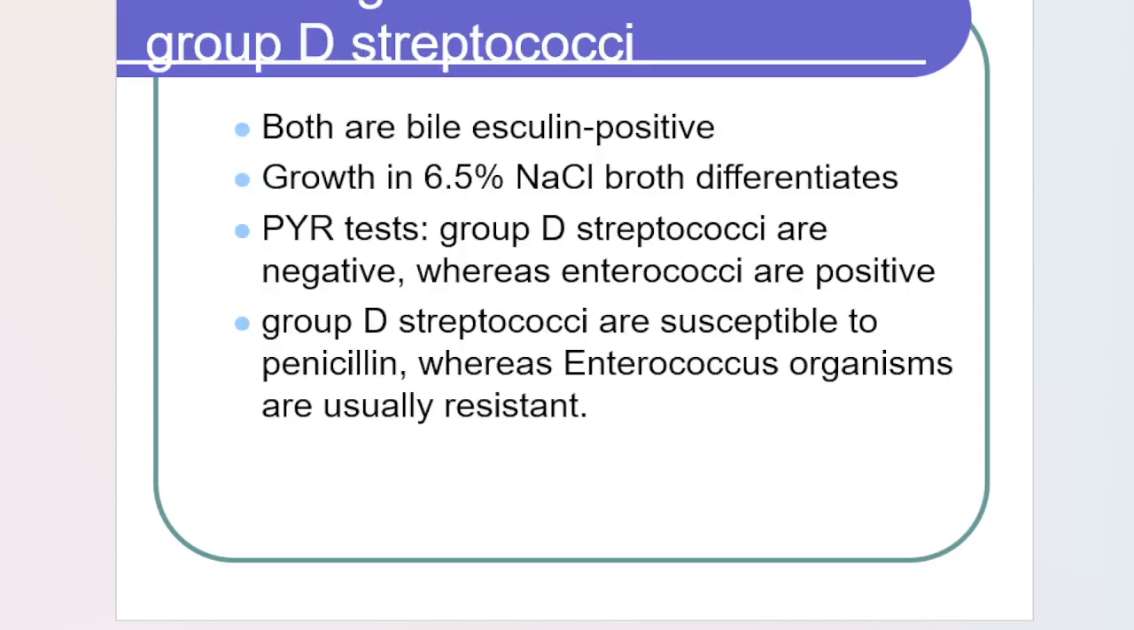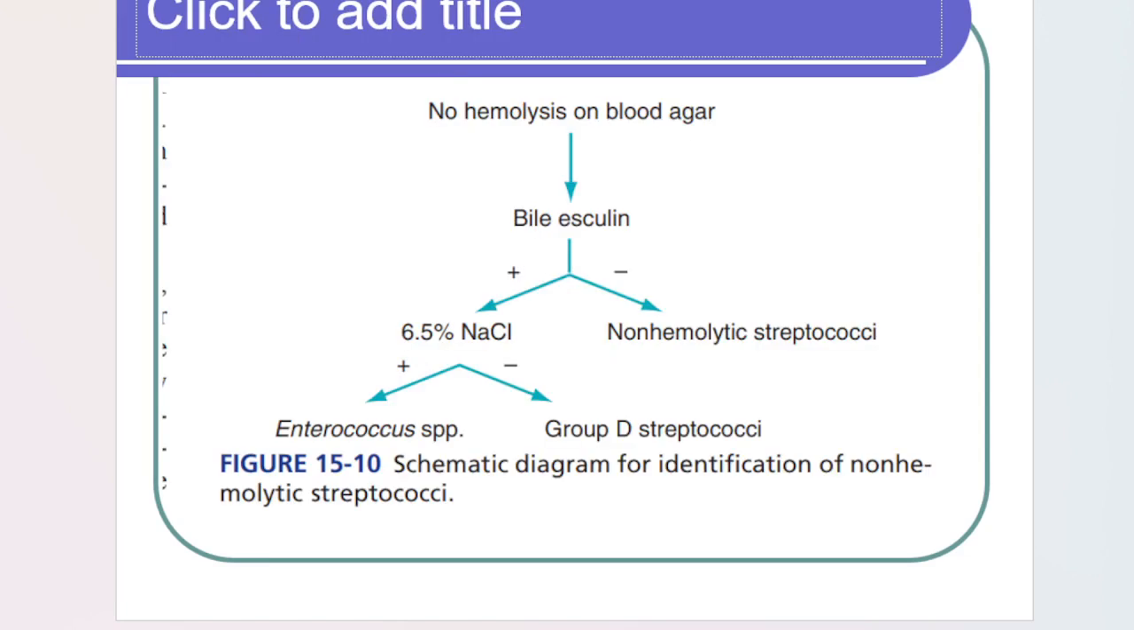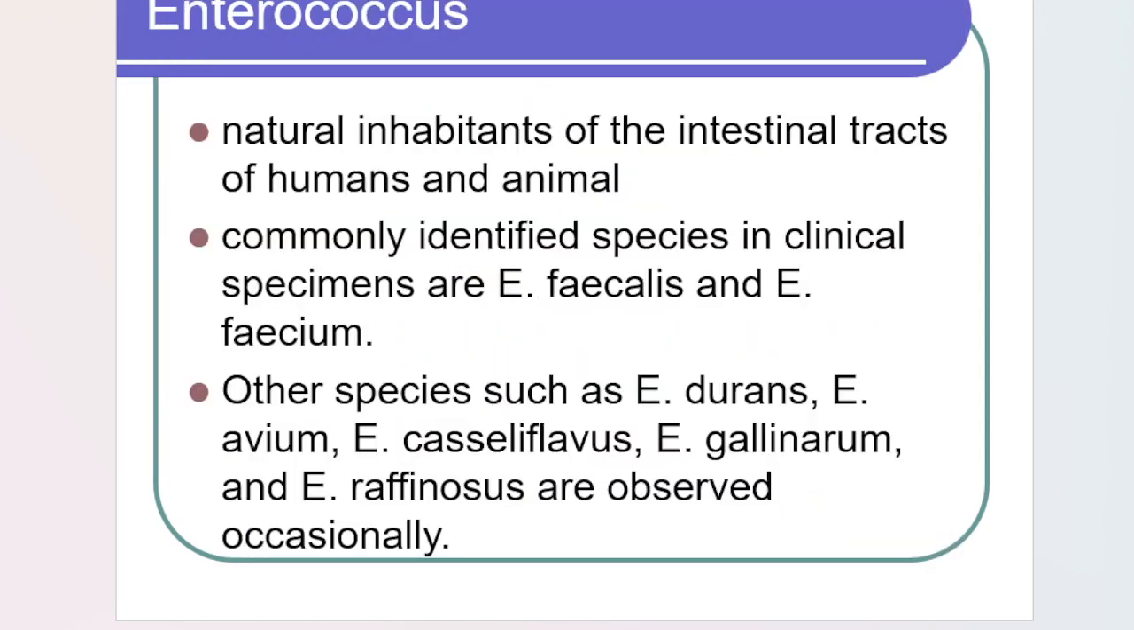So, Enterococcus and group D Streptococci. Both are bile esculin positive. Okay? But growth in 6.5 NaCl differentiates them. The one that grows in 6.5 NaCl is Enterococcus. In the PYR test, the positive one is also Enterococcus, and group D is negative. Group D is susceptible to penicillin, but Enterococcus is usually resistant. So, we have here differentiation.